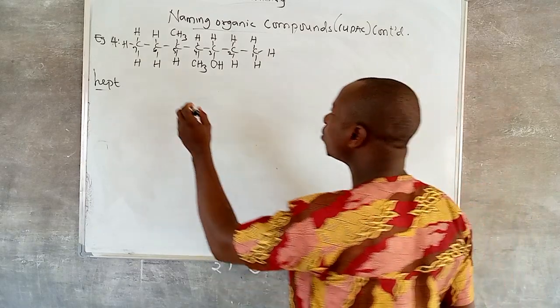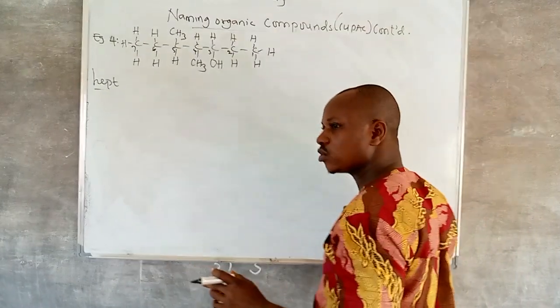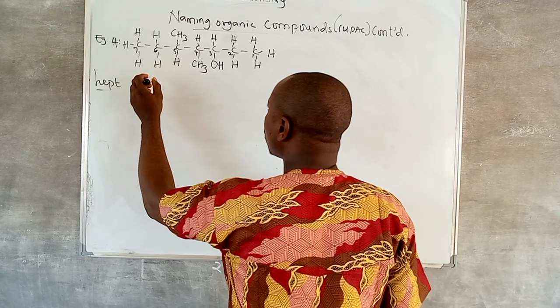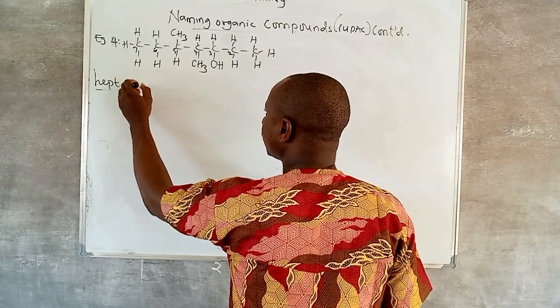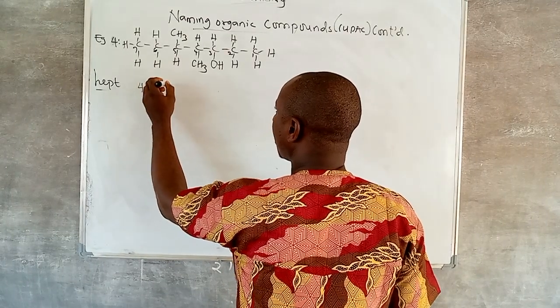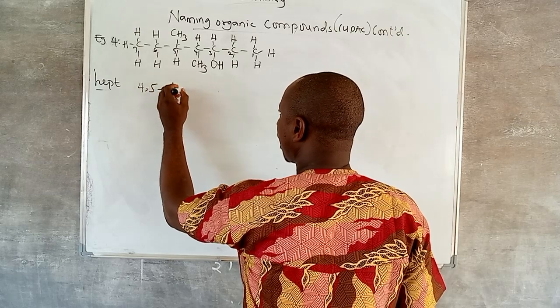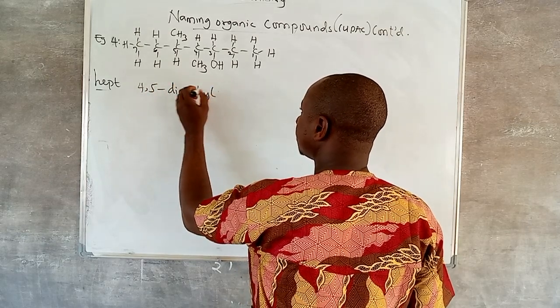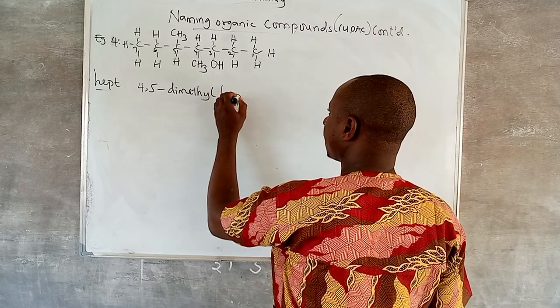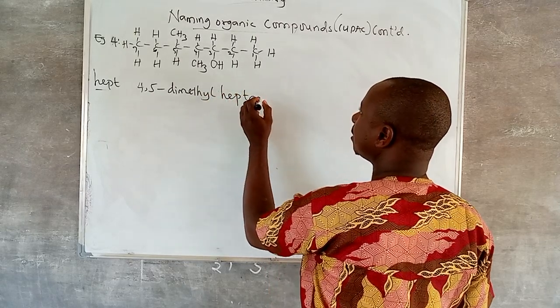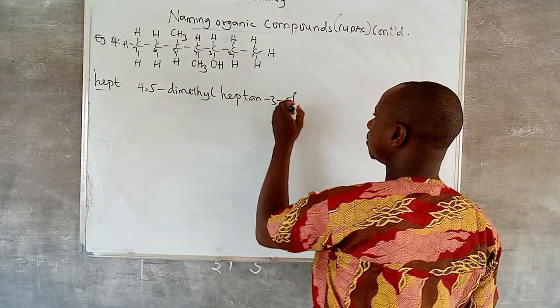So if you want, the name will start with what? The substituent group, as we have learned previously. So the name now is 4,5-dimethylheptane-3-ol.